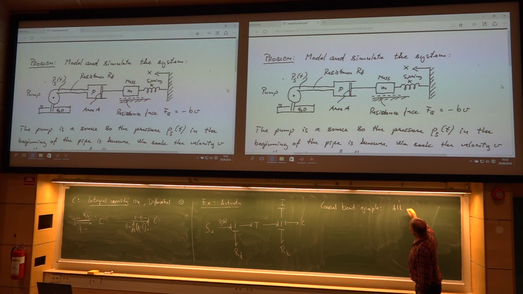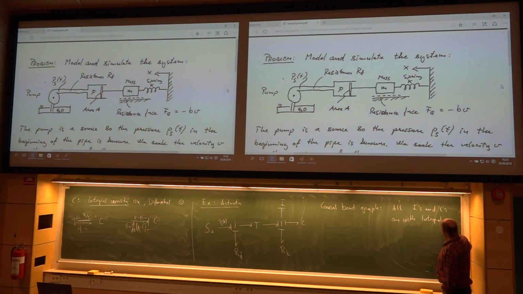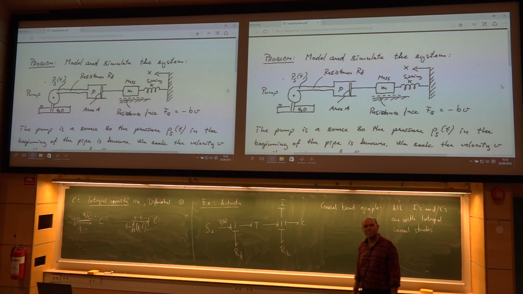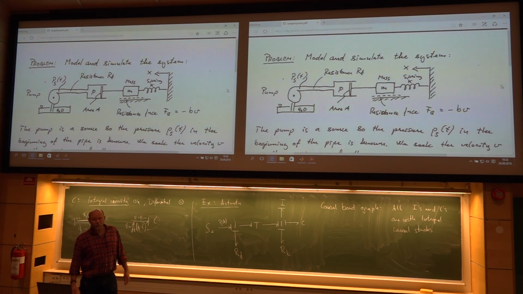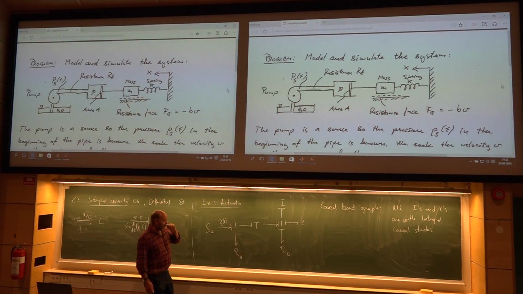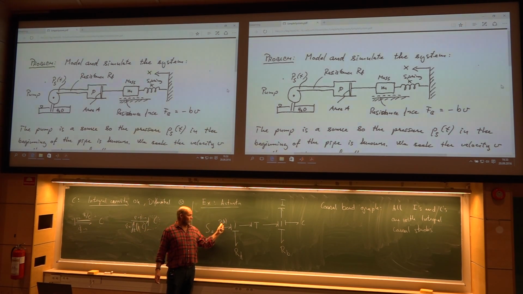Causal bond graph. That means all I's and C's are with integral causal strokes. Okay. I still don't see any equations, but they have to be here somewhere. So far, with annotating this bond graph, I only have the pressure.